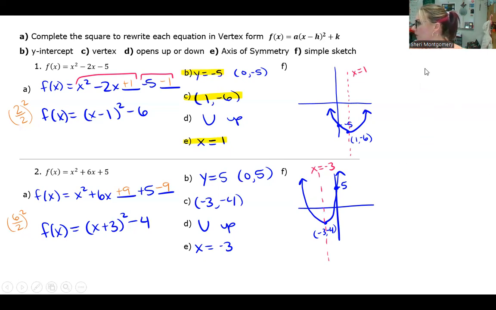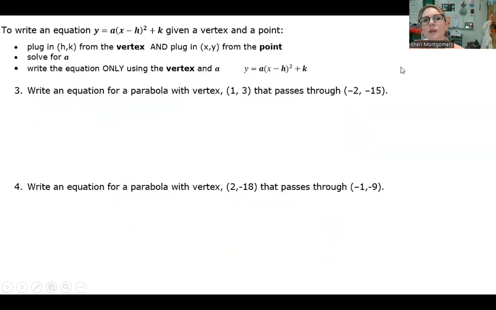Any questions on either one? Okay. We just have one more skill that we're going to learn on this assignment. This one is writing an equation, and it's in vertex form. Everything we're doing today, you've got to have it in vertex form. And you're given a vertex and a point.